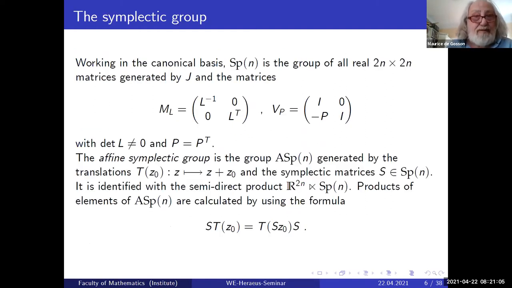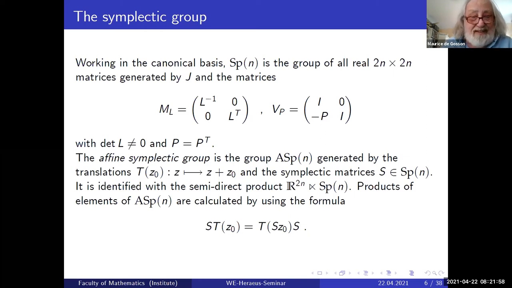So the symplectic group, working in the canonical basis, Sp(n) is the group of all 2n×2n matrices generated by J and the matrices M_L and V_P. So M_L here is essentially a rescaling. You rescale positions by L^-1, and you then have to rescale momenta using L^T. And the V_P are called symplectic shears, sometimes in the literature. They have a precise optical interpretation, namely what happens when you change the refracting medium in the geometrical propagation of light rays. And L must be invertible and P symmetric here.